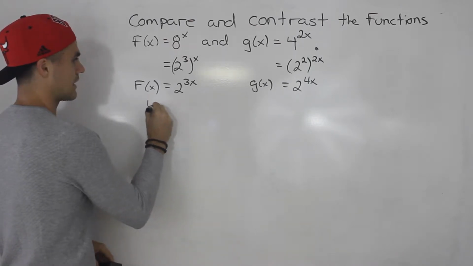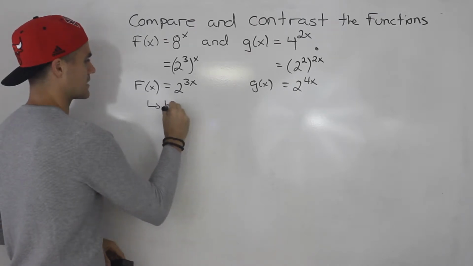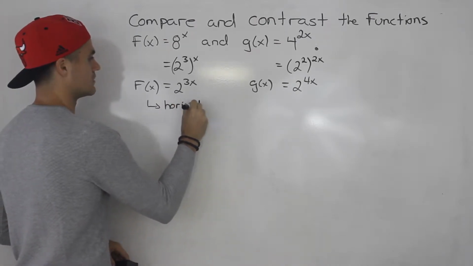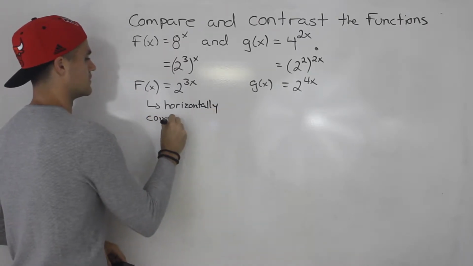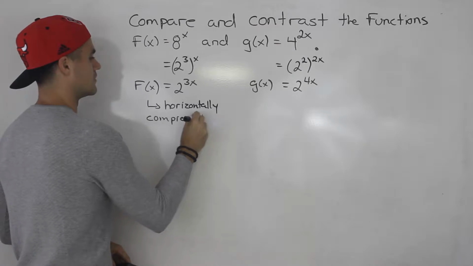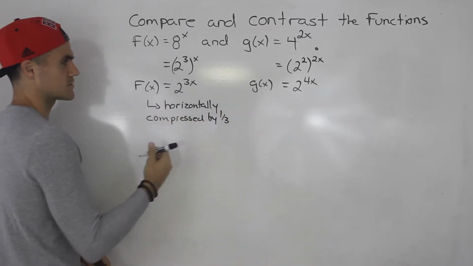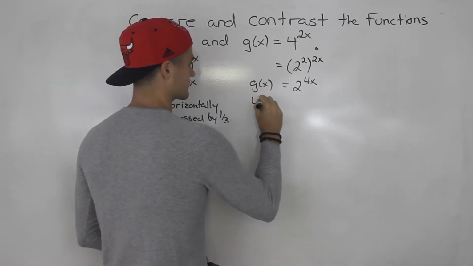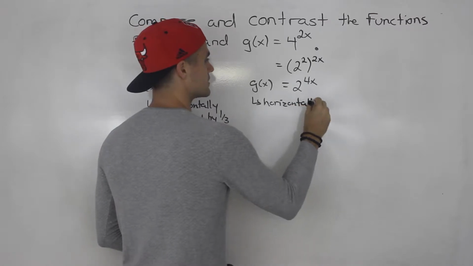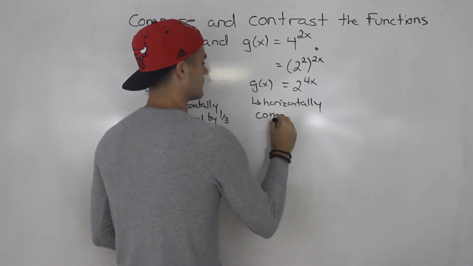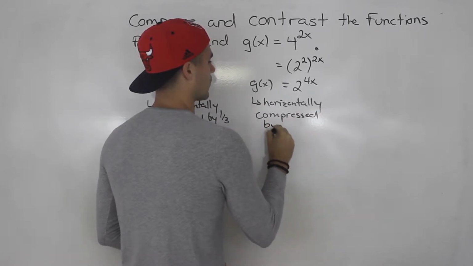So from here we can tell both have the same base 2. This one has a what? It has a k value of 3, which means it is horizontally compressed by 1 over 3, when it has a base of 2. And this one here is horizontally compressed by 1 over 4.